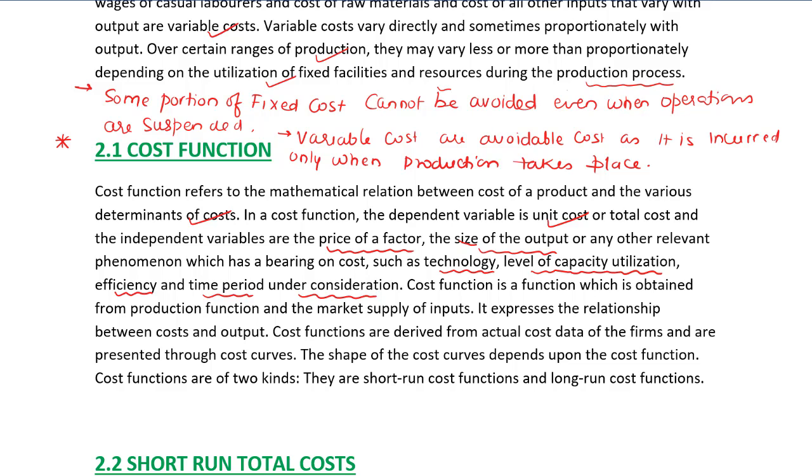Cost function is the function which is obtained from production function and market supply of inputs. It expresses the relationship between cost and output. Cost functions are derived from actual cost data and are presented through cost curves. The shape of the cost curve depends upon the cost function. Cost functions are of two kinds: short run cost function and long run cost function.